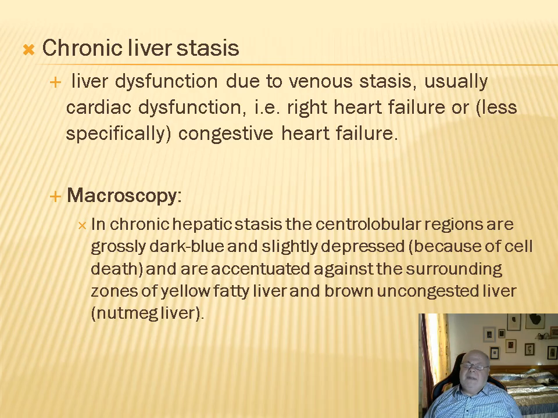This replacement is very, very slow. It necessarily takes a lot of time to happen, meaning the chronic liver stasis has to last more than 10 years to obtain this replacement of part of the liver with connective tissue. And this replacement is called liver cirrhosis. So we can have a very particular type of liver cirrhosis resulting from chronic liver stasis.